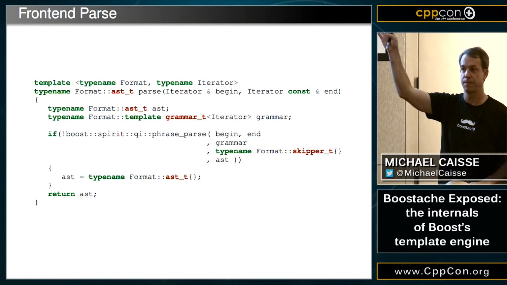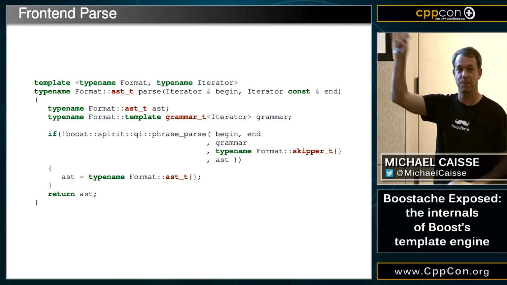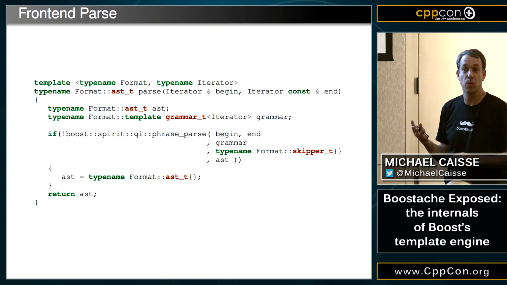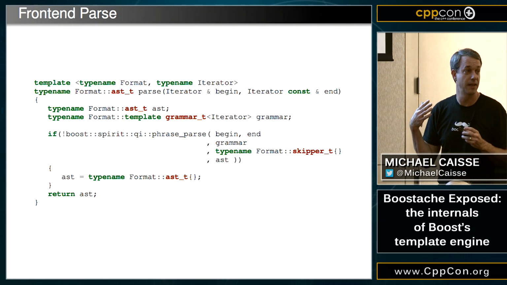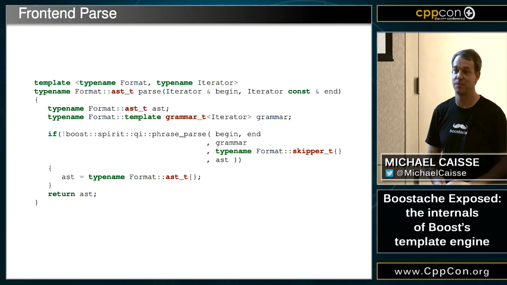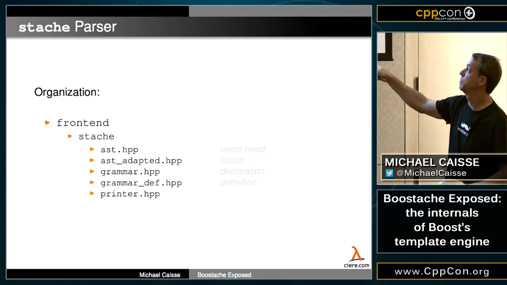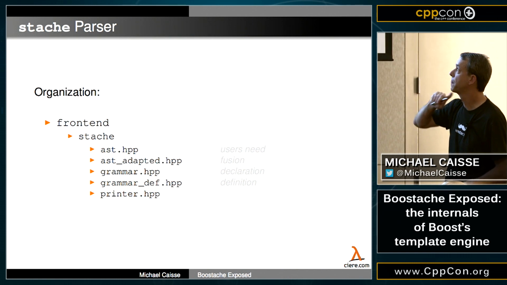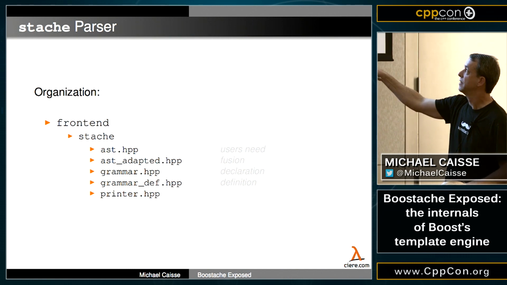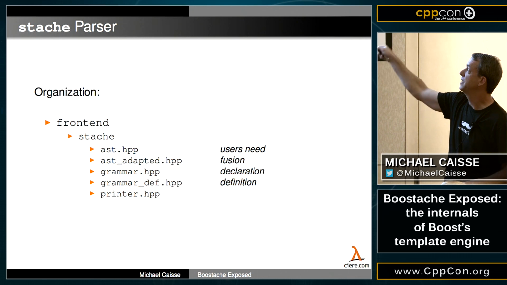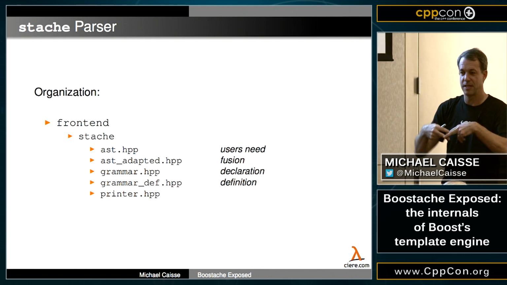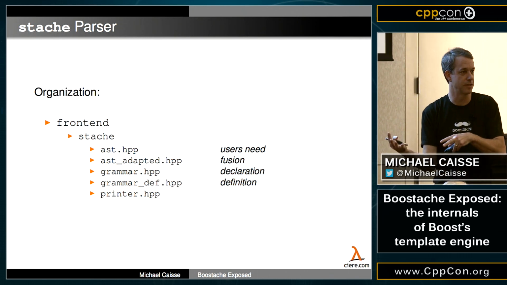How many people have used Spirit? Okay, a couple people. So the idea is that we want to actually declaratively specify what our grammar looks like. We want to create parsers in such a way that it makes sense and they're easy to read. This is the organization inside of Boost.Stash of the parser for Stash. The AST is going to be what the user of the AST wants. It's like the struct definitions of your AST.